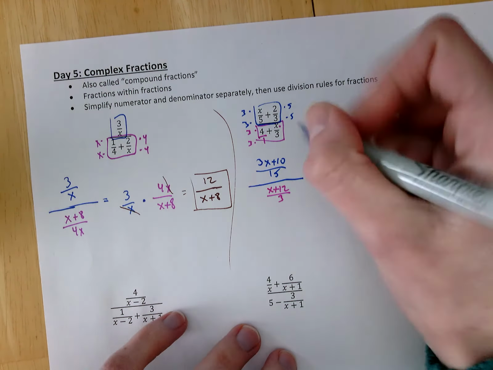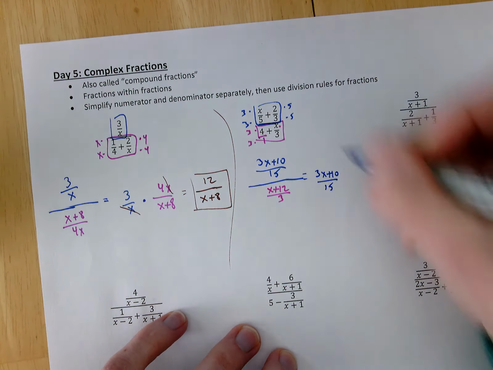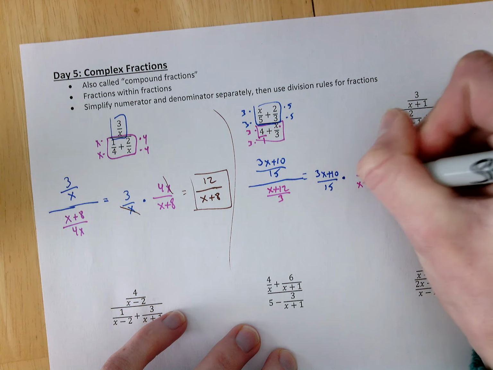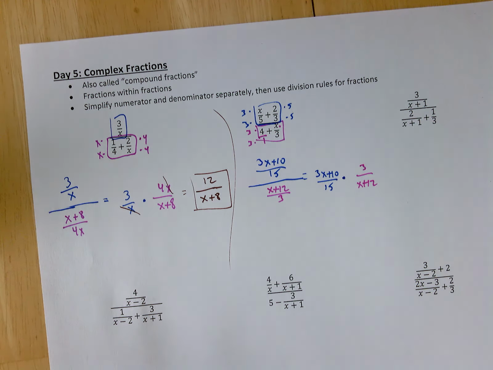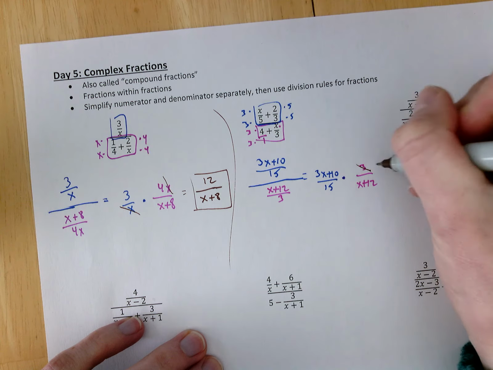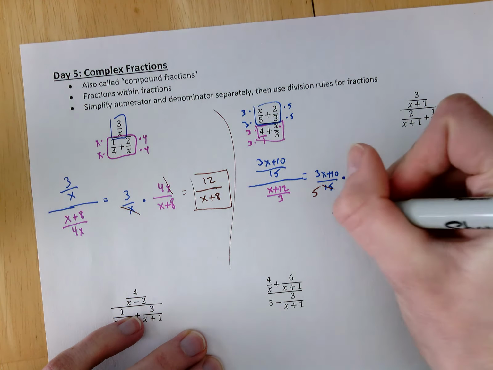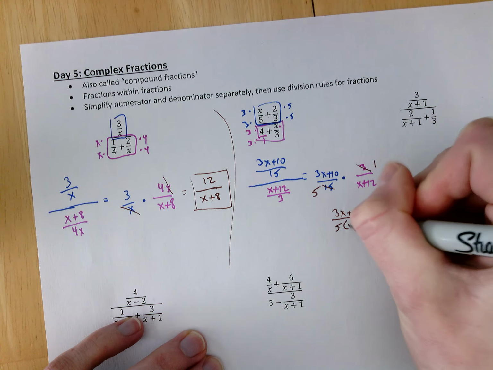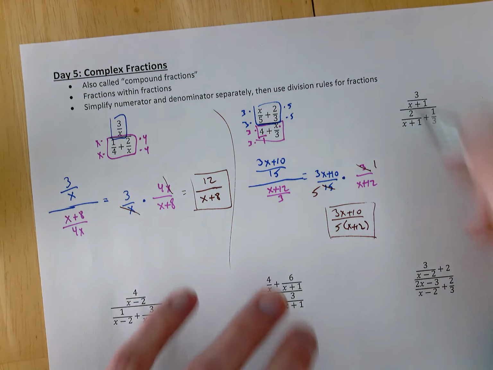Okay, and then again, to simplify that, all that we're going to do is keep the top part the same, change it to multiplication, and then flip the second part. And then from there, I'm again just looking for anything that's a common factor that'll cancel. This 3 and 15 have a common factor of 3 that I can cancel out. Nothing's going to cancel here. And then multiplying straight across, 3x plus 10 and then 5 times x plus 12. You can multiply that out if you wanted to. You do not have to.